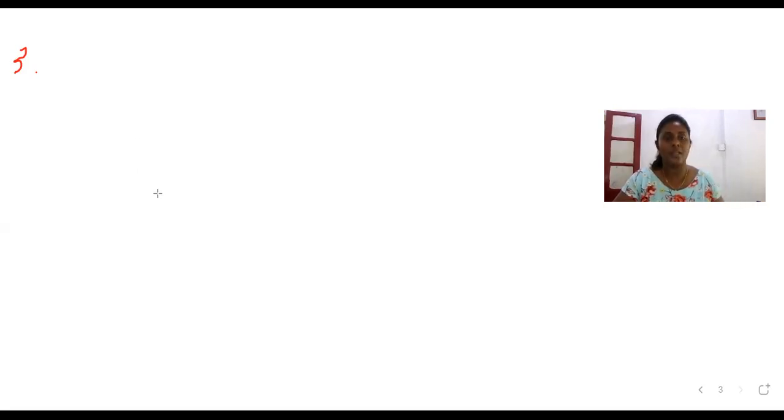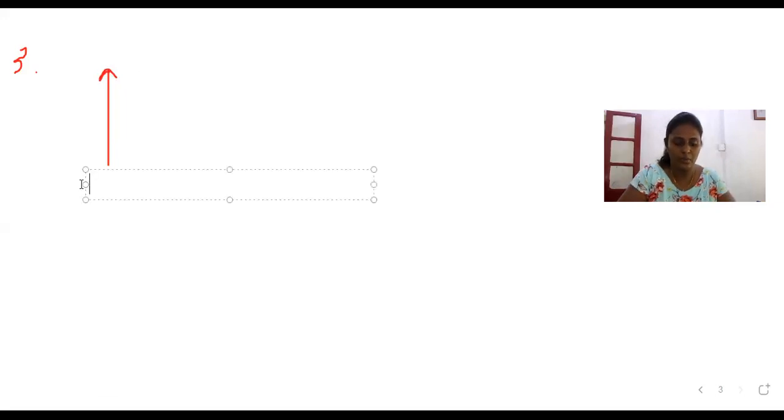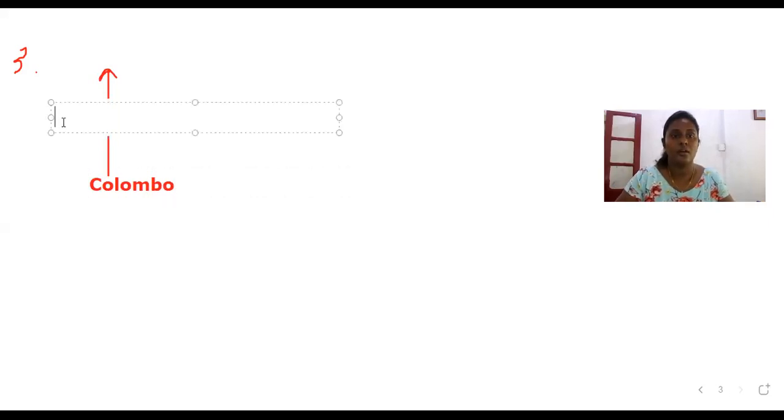Now with respect to Colombo, you can get the direction of north. Here it's Colombo. It goes 20 degrees. 20 degrees means a small angle, so it is like this way.